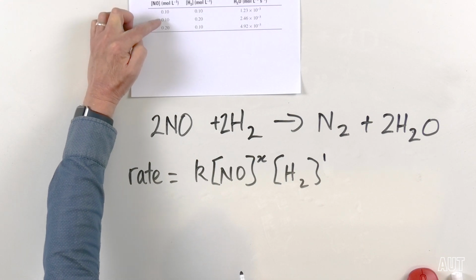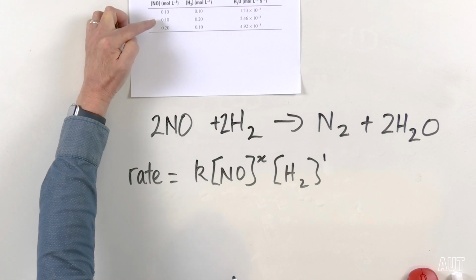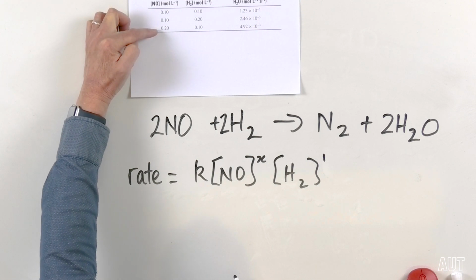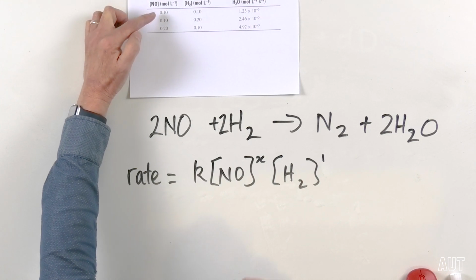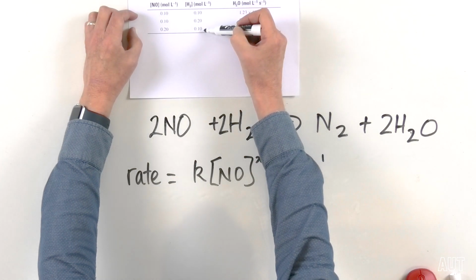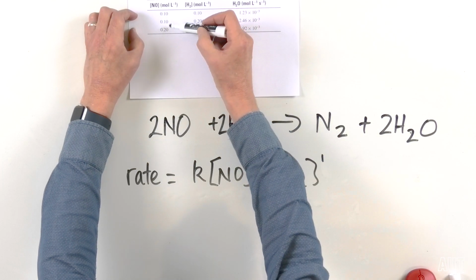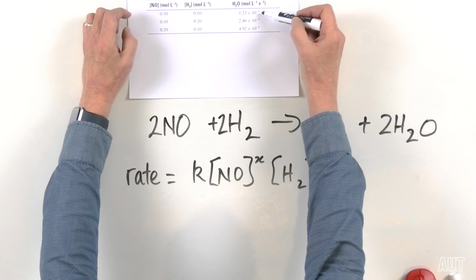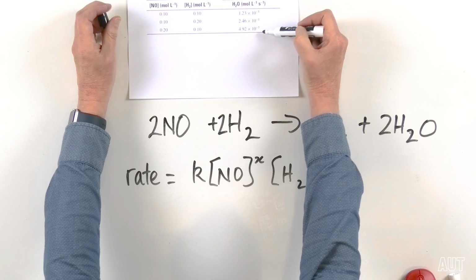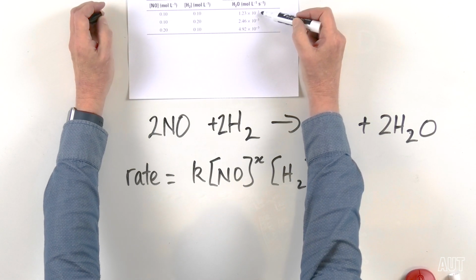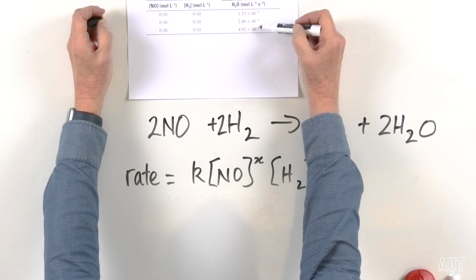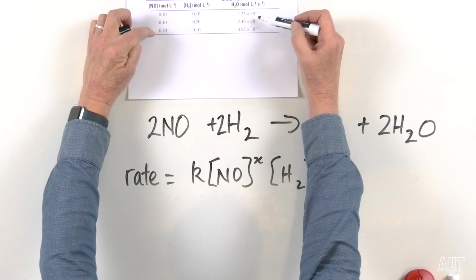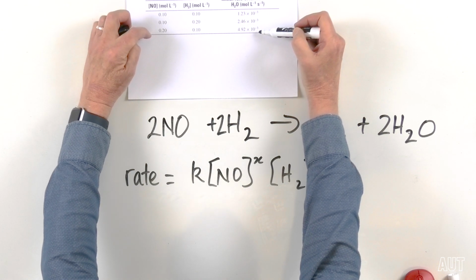if you look at 2 and 3, so experiments 2 and 3, you can see they both change. The concentrations have both changed, so we can't really use those. But if you look at experiment 1 and experiment 3, you can see that the H2 concentration in this case is being held constant, and the NO concentration is doubling. And if you compare the rates of the reaction under those conditions, you can see that the rate goes up by a factor of 4. Okay? So we've doubled the NO concentration.